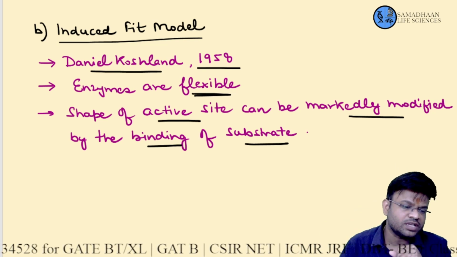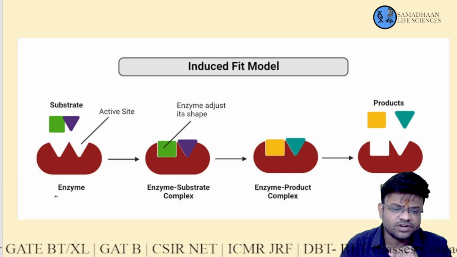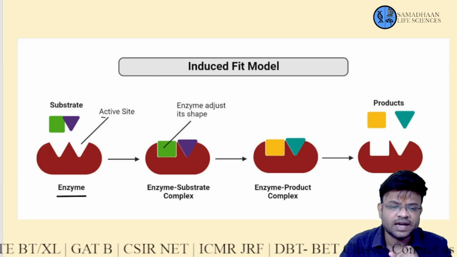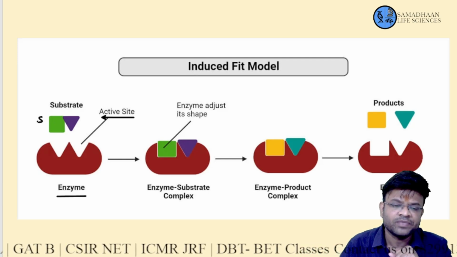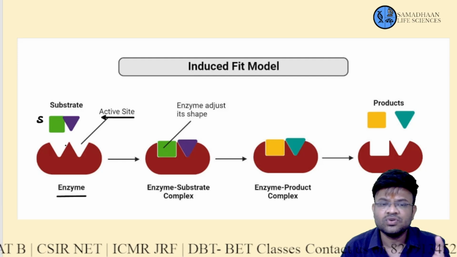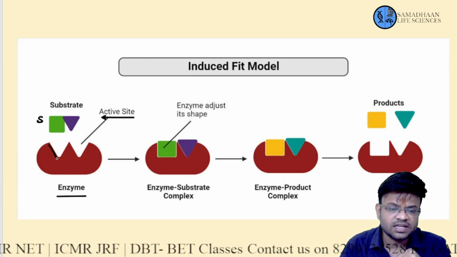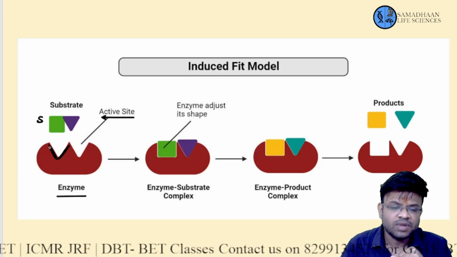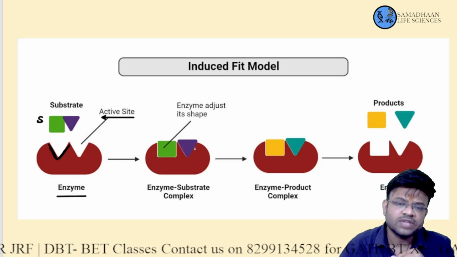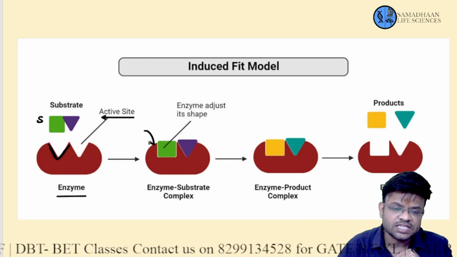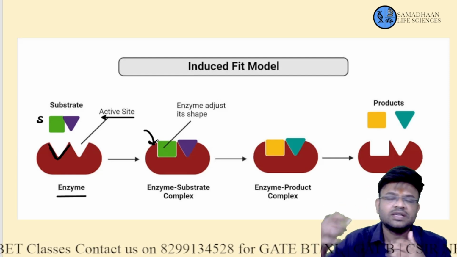Let me show it in the diagrammatic representation. Over here you can see the structure of the enzyme, and this is the active site. This over here is a square, and if you check the structure of the active site, it is basically a triangular shape. But as the substrate comes close to the enzyme, the enzyme has modified its structure, and it is now able to incorporate the substrate.